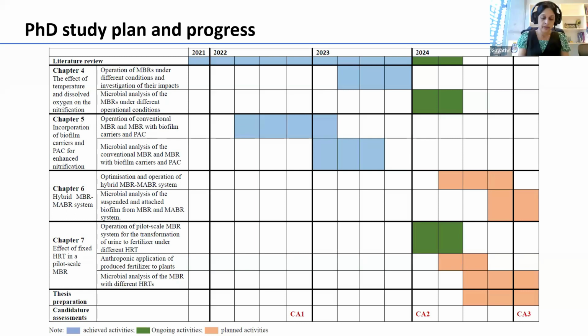Thanks, Leonard. Now we move over to the co-supervisor first. Professor Sheriff, for your comments.